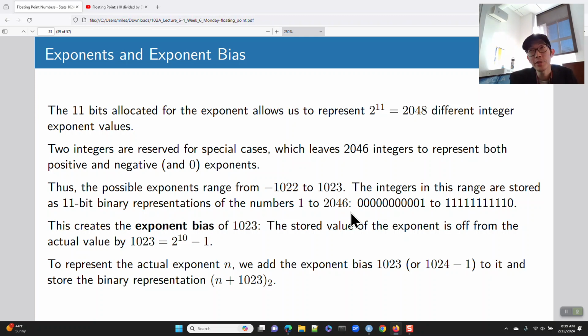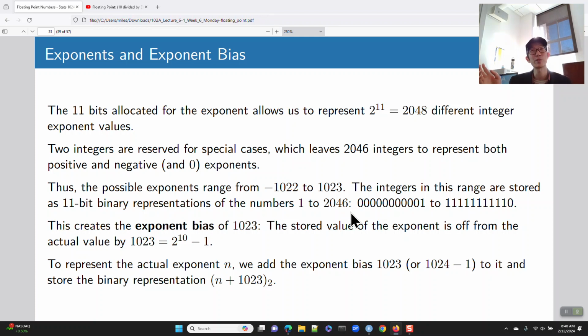Okay, so how many unique values can you represent with 11 bits? You can represent 2 to the 11, because these bits can each be either a 0 or 1, so 2 unique values each. We have 11 bits, so we can represent 2 to the 11. 2 to the 11 is 2048. One number you should all remember is that 2 to the 10 is 1024. So 2 to the 10 is approximately 1,000. It's 1024, and that's a very good number to keep in mind.